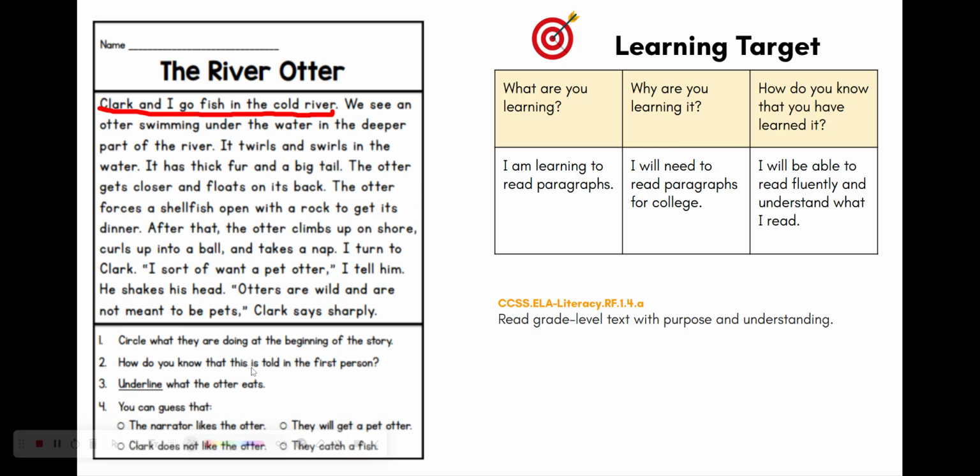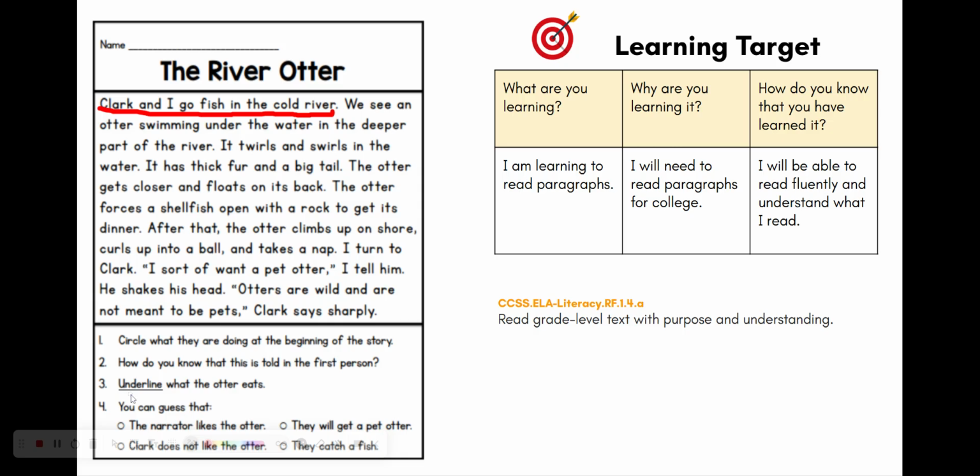How do you know that this is told in the first person? First person means that the person in the story is telling the story. Because he says we, right? He says we, and he says I. I tell him. Right? I want a pet. So whenever he says we or I, that means that person is in the story.